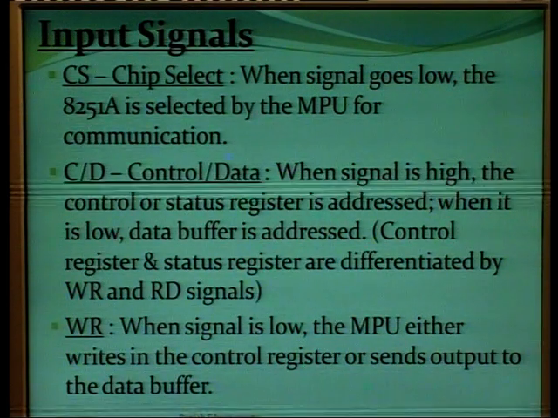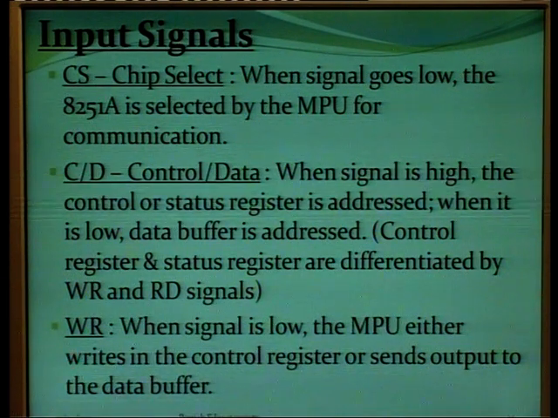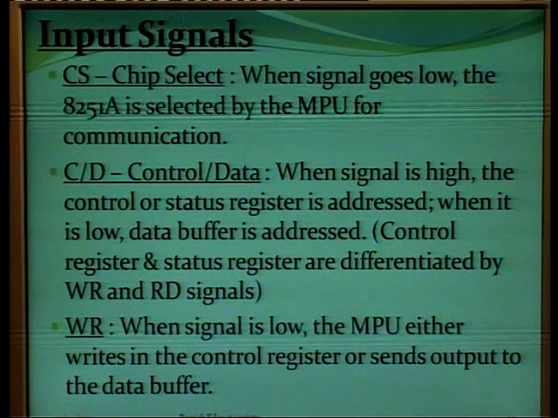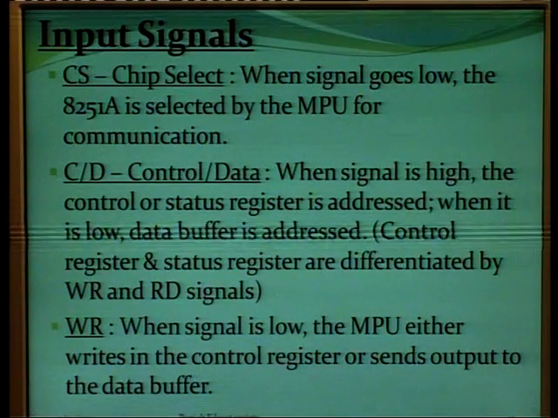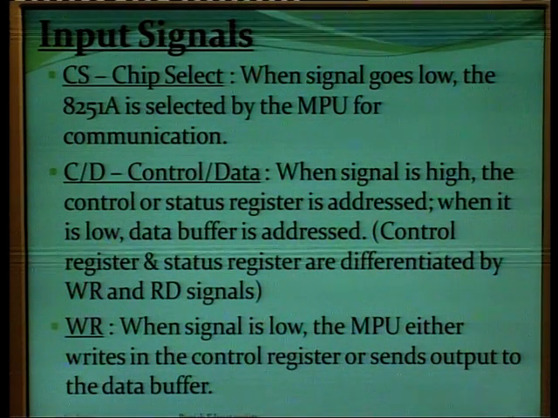Then CS, that is chip select, is an active low input signal. When this signal goes low, the 8251 is selected by the microprocessor unit for communication. So, this chip 8251 is only enabled when CS bar becomes low.